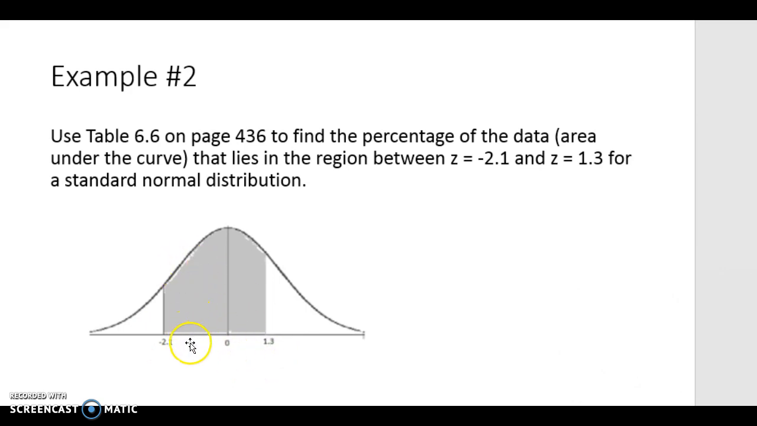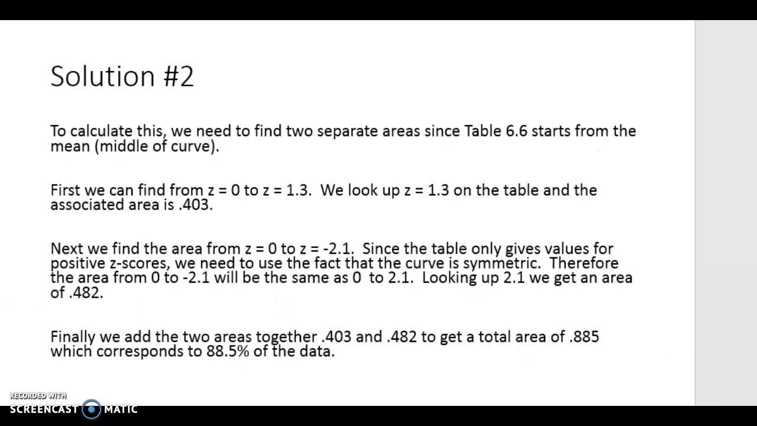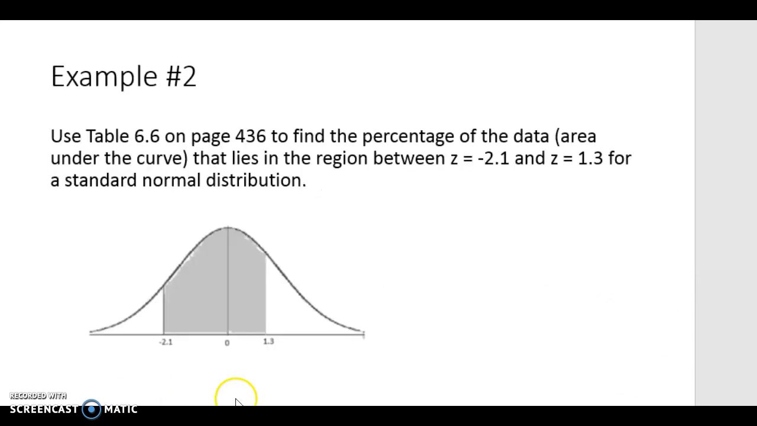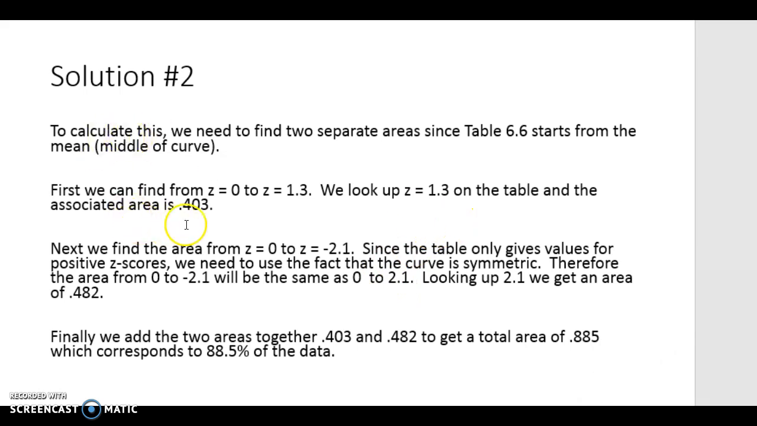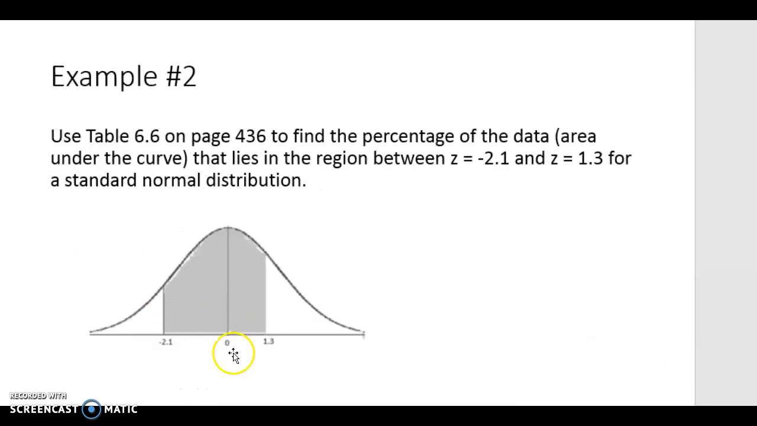Well, remember, our table isn't going to be able to give us this entire area at once. We're going to have to break this up using the mean here. So if we look at this portion here, we can just find from 0 to 1.3 using our table. We just look at 1.3 and we'll get an associated area of 0.403. So that's 40.3%.